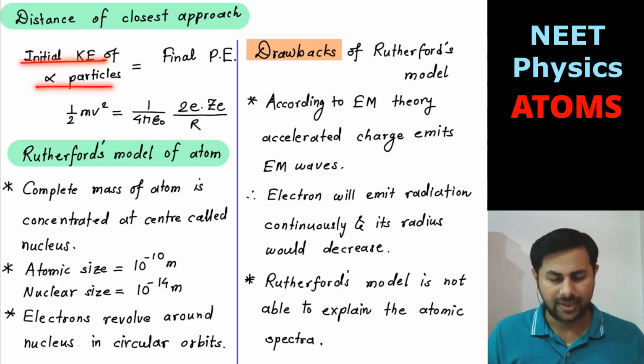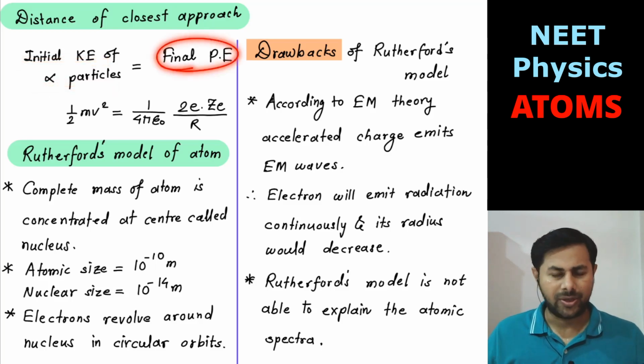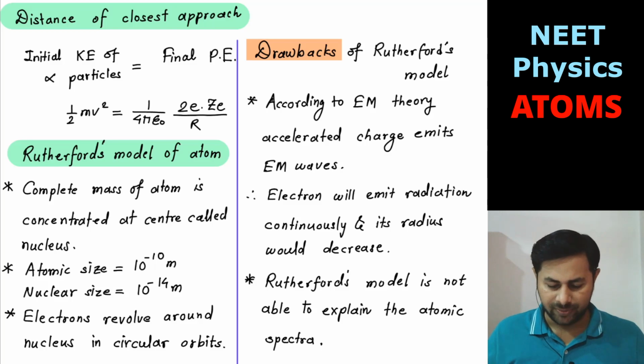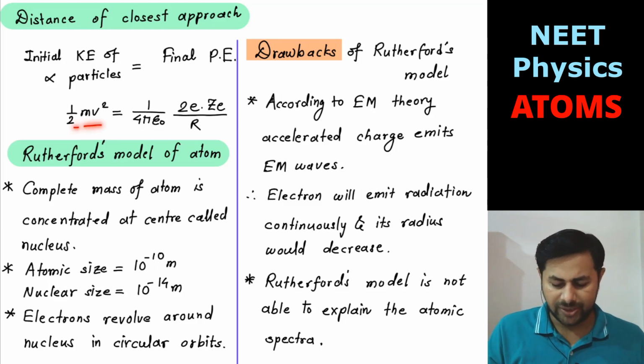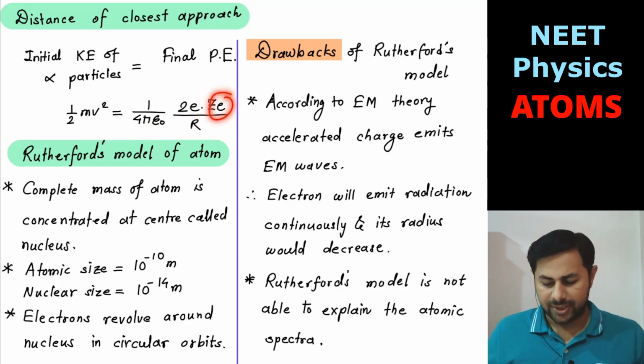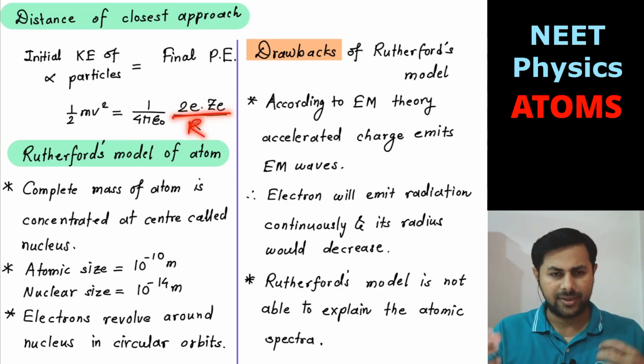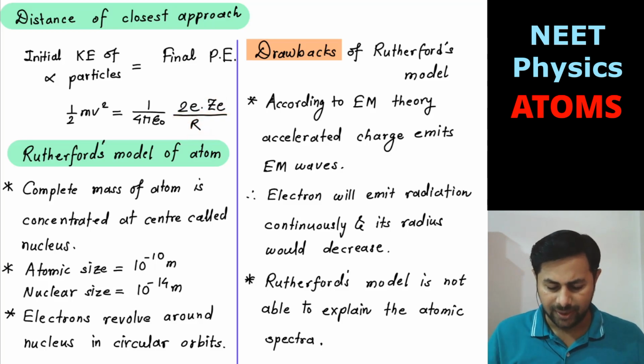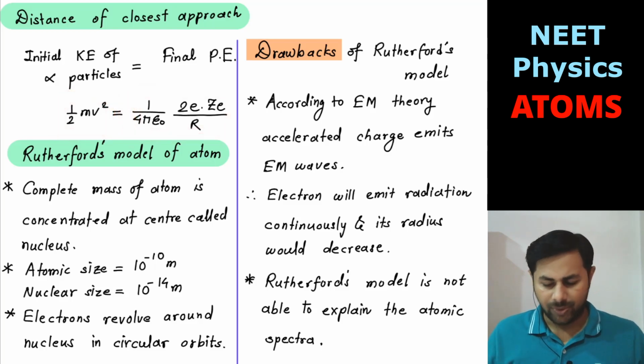What we can say is the initial kinetic energy of alpha particles is equal to the final potential energy of alpha particle and gold nucleus. So half m v square is equal to 1 upon 4 pi epsilon naught multiplied by 2e, the charge on alpha particle, times Ze, the charge of gold nucleus, divided by r, the final distance between them. If you use another nucleus, Z will change, Z being the atomic number. Using this formula we can find the distance of closest approach, which is r. This is simple.